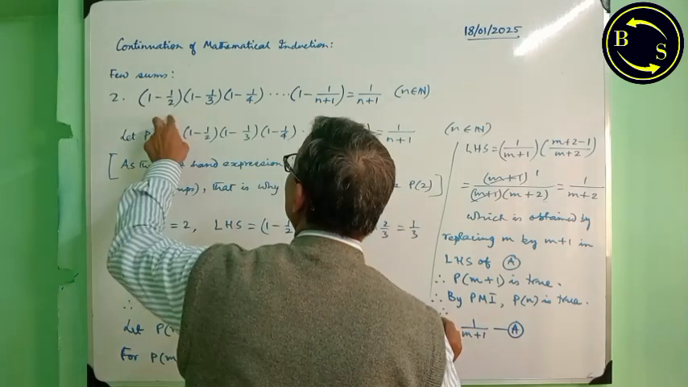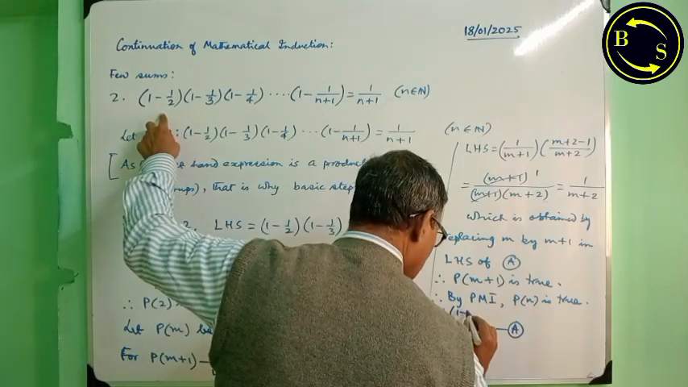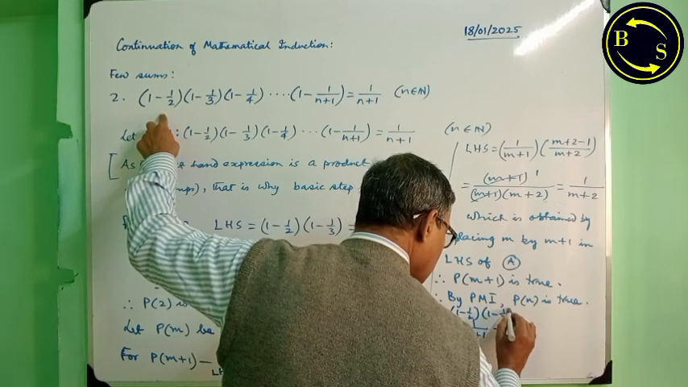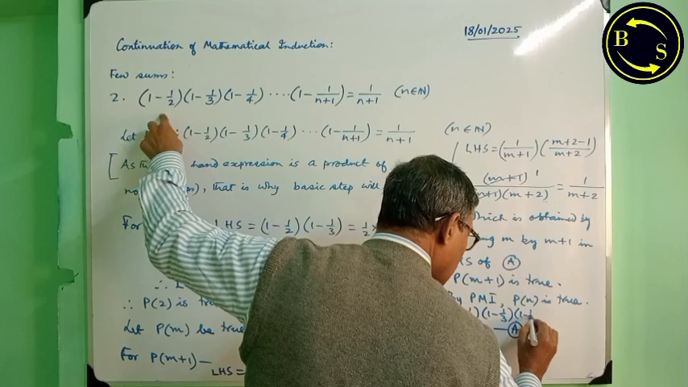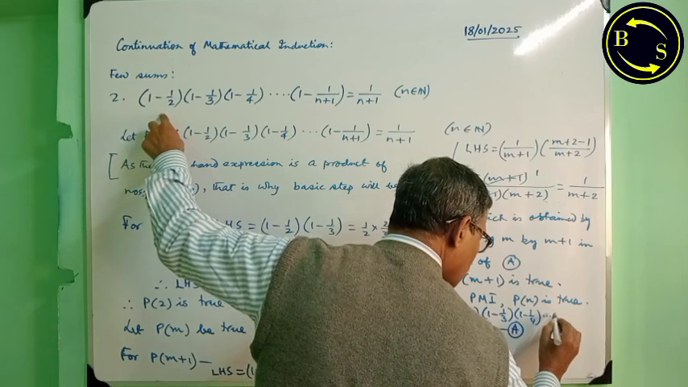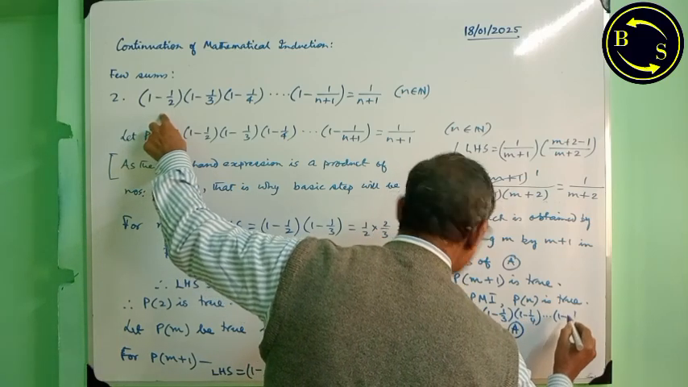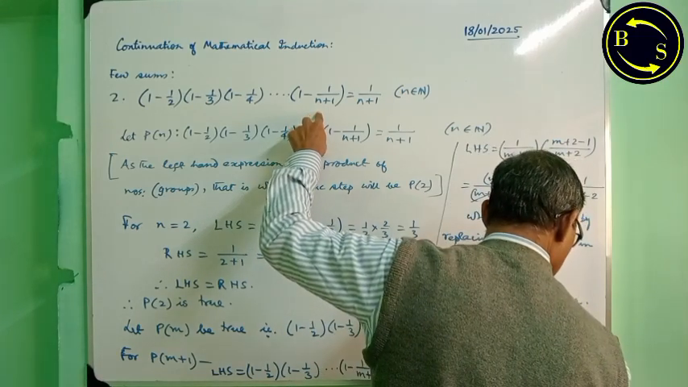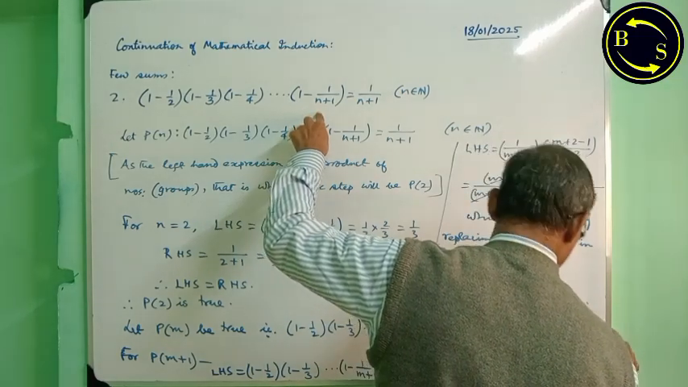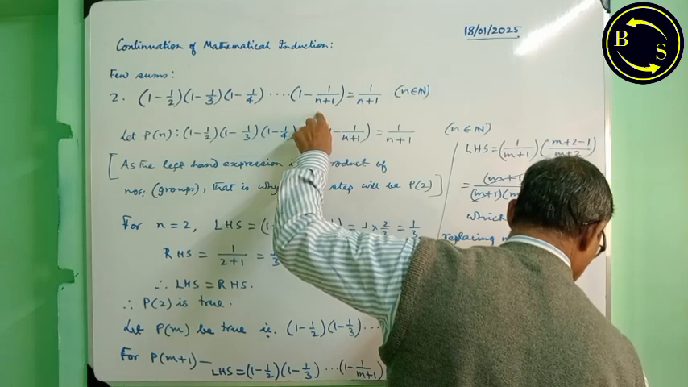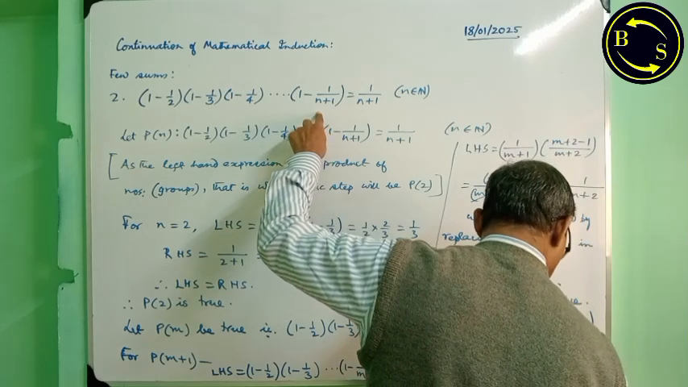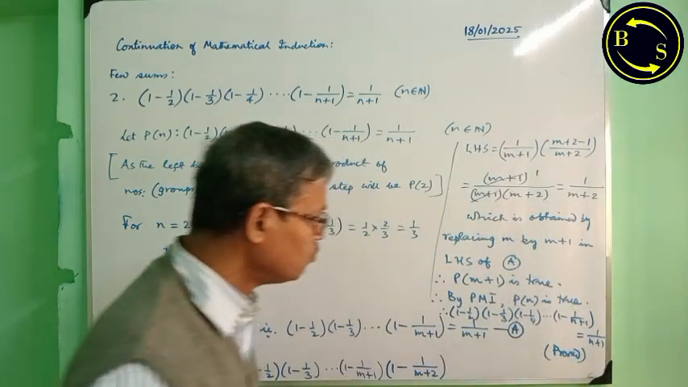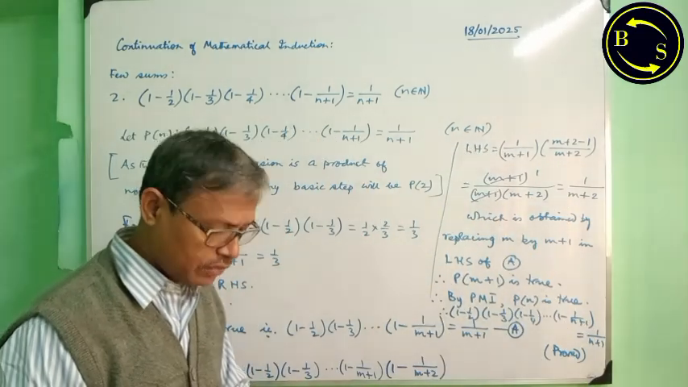Therefore, (1 minus 1/2)(1 minus 1/3)(1 minus 1/4) dot dot dot (1 minus 1/(n+1)) is equal to 1 by n plus 1. Proved. Thus, the second sum is finished.